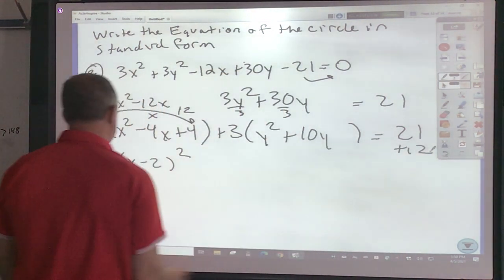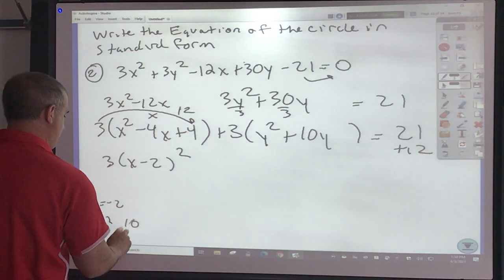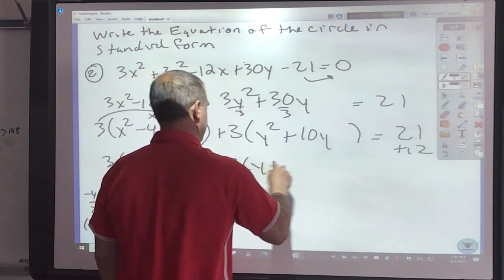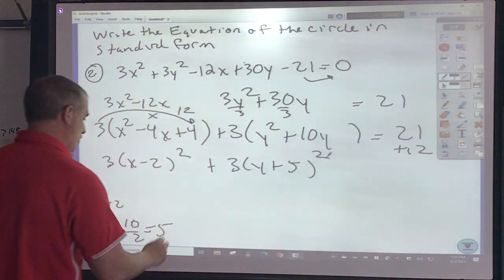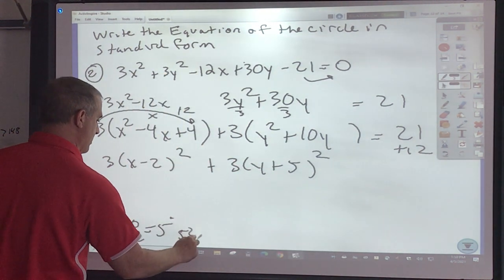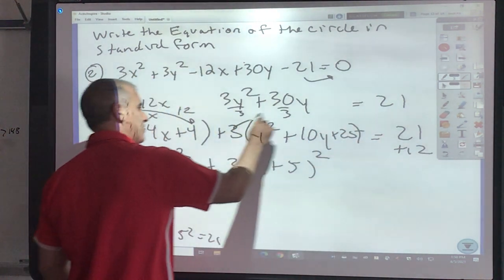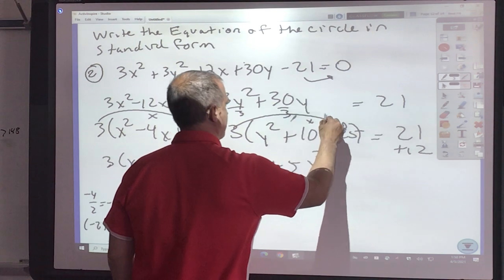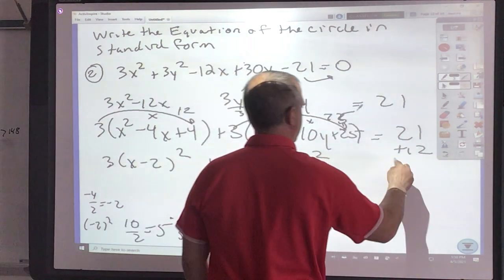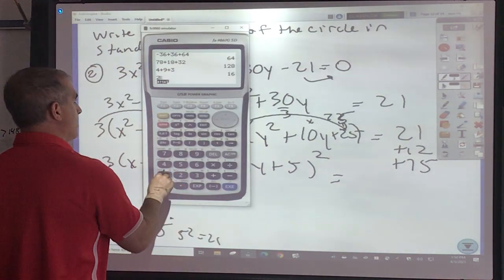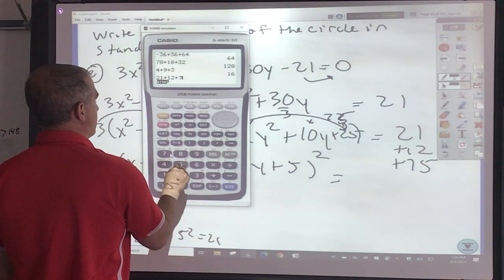Okay? Then I want to take 10. 10 divided by 2 would be 5. So that's going to be 3y plus 5. I want to square 5. 5 squared is 25. Now I have to be careful. I want to do 3 times 25, which would give me 75. Okay, so plus 75. All right, so I got 21, 12, 75.